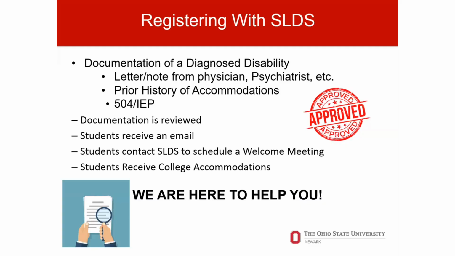All we need to see is your name, the diagnosis, and the treating physician's name, and we can put accommodations in place. Once we have that information, then we talk to you about what's working and what's not working. Documentation is reviewed by Jill or I, and then we send an email to students. Students contact us for a welcome meeting, and then we put accommodations in place. It's really that simple, and we try to streamline it as much as we possibly can. Our goal is always to reduce the barriers and create an equitable learning environment anytime that we can.